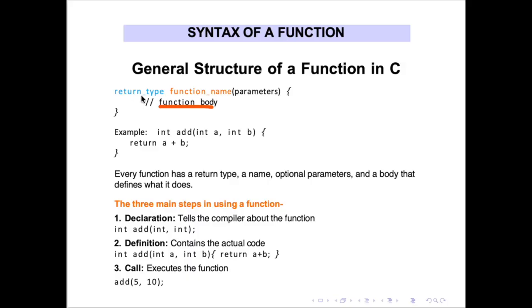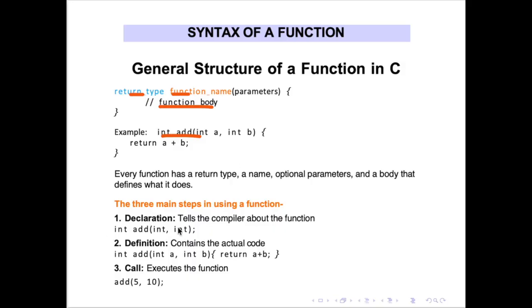So, return type and function name. Here's a little example: int add. We'll be getting an integer output, and here is the function name. Here is the return, and we will have our data here. Our input data we are going to give here is a and b. Every function has a return type, a name, optional parameters, and a body that defines what it does. There are three main steps in using a function.